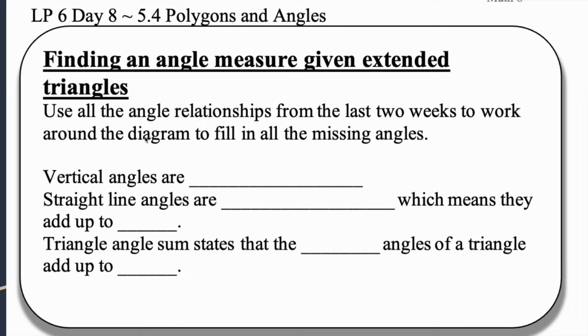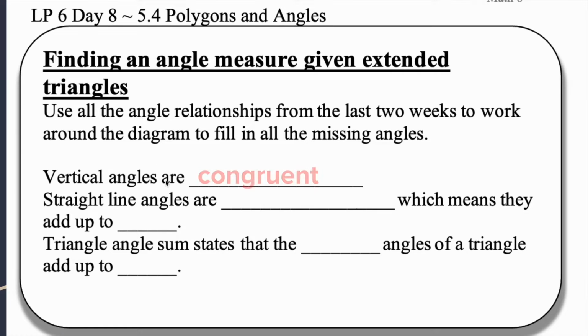All right, so in this video, we are going to review all of the angle measures that we've learned over the last couple of sections to find measure angles given extended triangles. So we're going to use these angle relationships from the past 2 weeks to kind of work our way around a diagram to fill in missing angles. So let's review really quick what we've learned over the last few weeks. This is just a few of them. This isn't all of them.